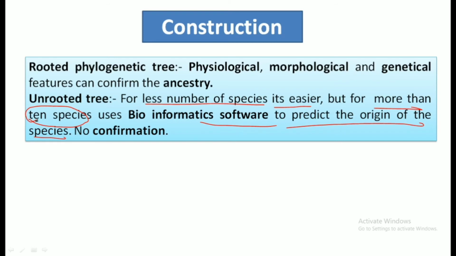So before using bioinformatics software, we used to do it manually for a smaller number of species, and I will be showing a bit about how you can do it manually. So to predict from an unrooted tree, it can be done by using a concept known as outgroups.